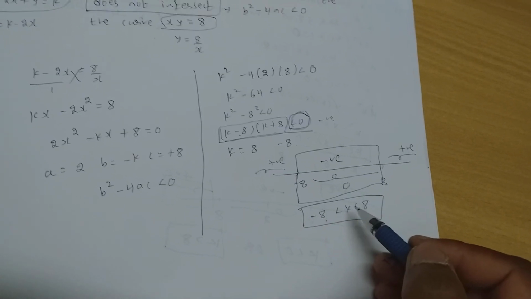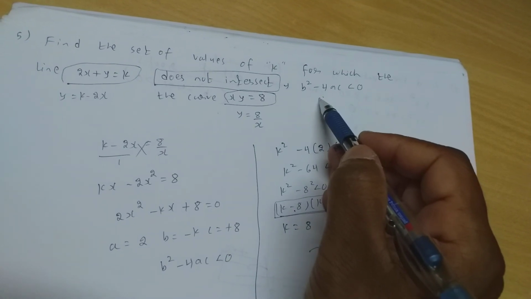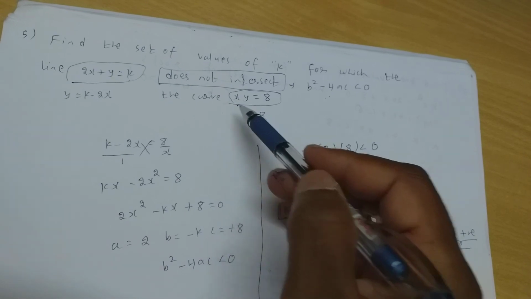Are we clear? They don't intersect means use this condition. To use this, you should get the quadratic. To get the quadratic, make y the subject in both and equate.